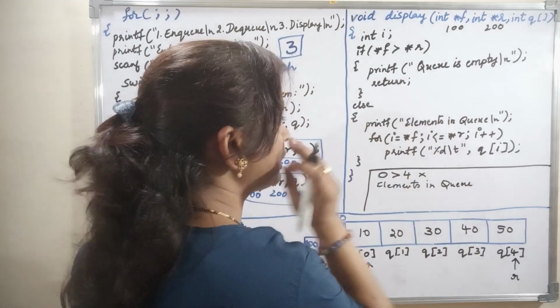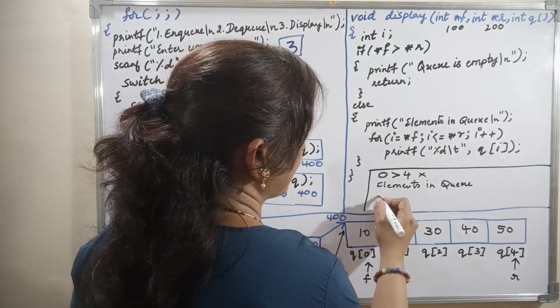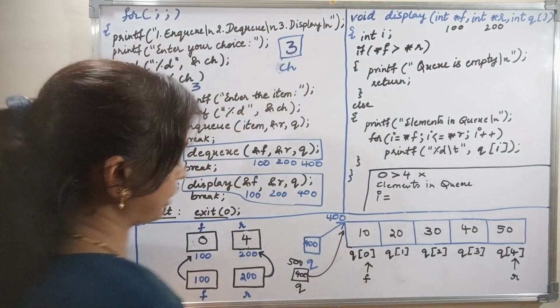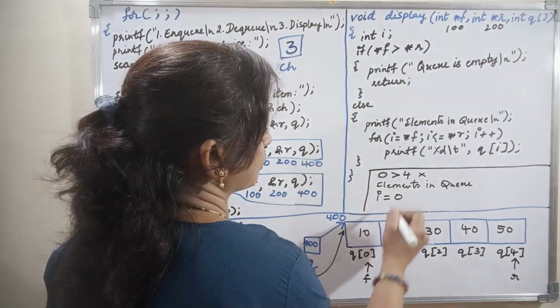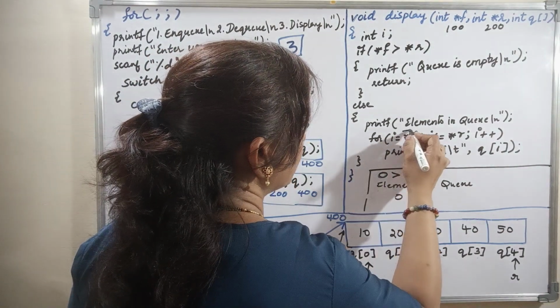Then I start with the loop. Let me write the loop iterations. I equal to pointer f. I is equal to value at the location f. Value at the location is 0. Then I say I is 0.